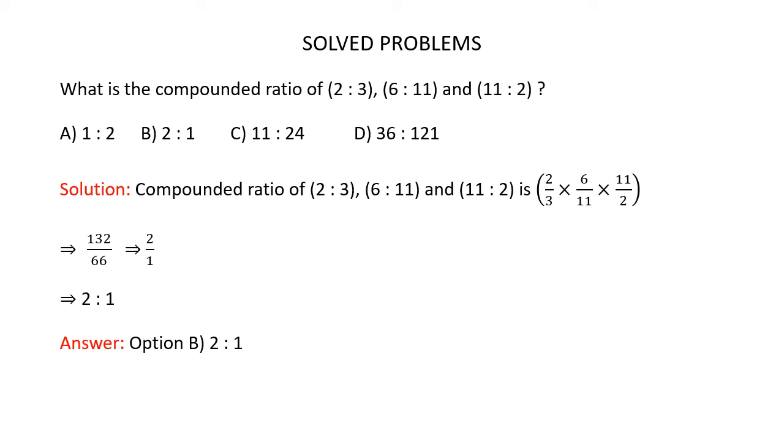On solving this, you get 132 by 66, which is nothing but 2 by 1. So the ratio is 2 is to 1. The compounded ratio is 2 is to 1. The correct answer is option B, 2 is to 1.